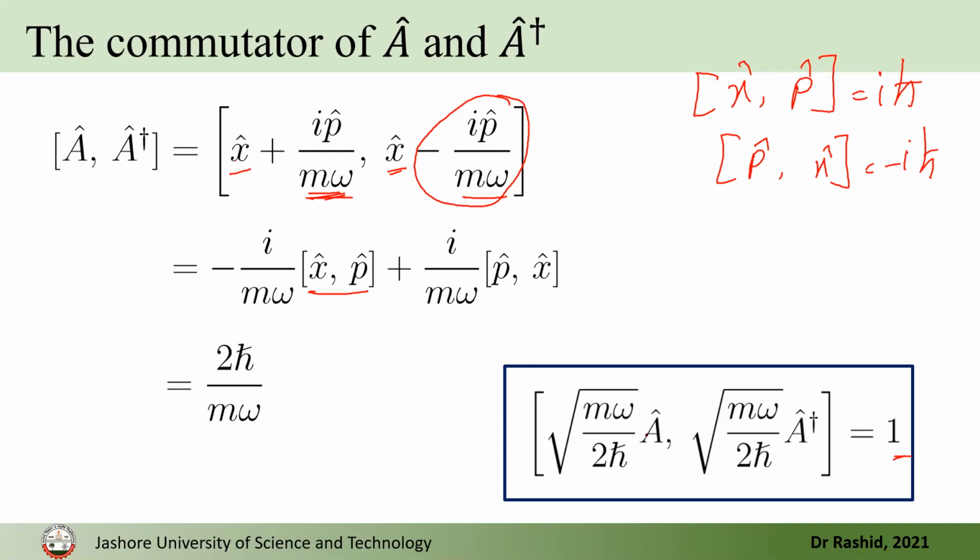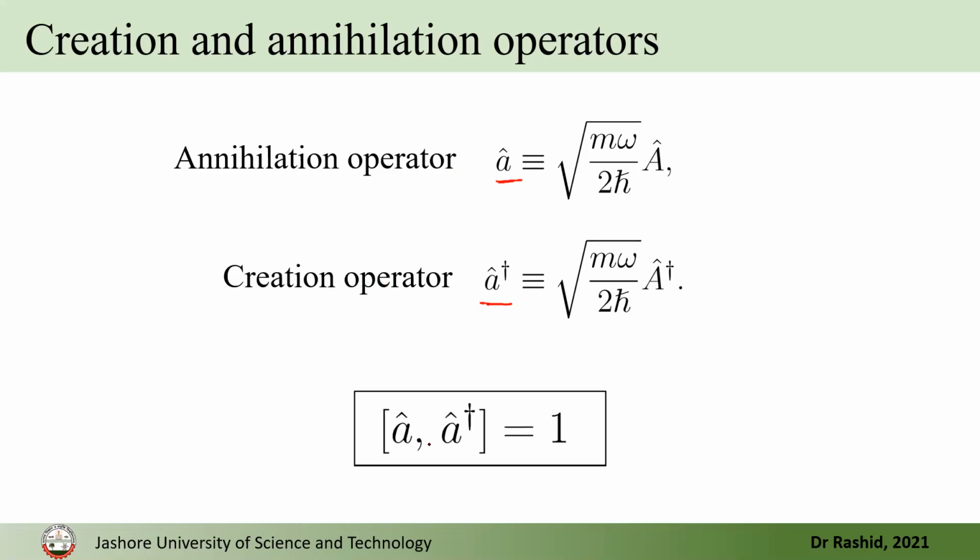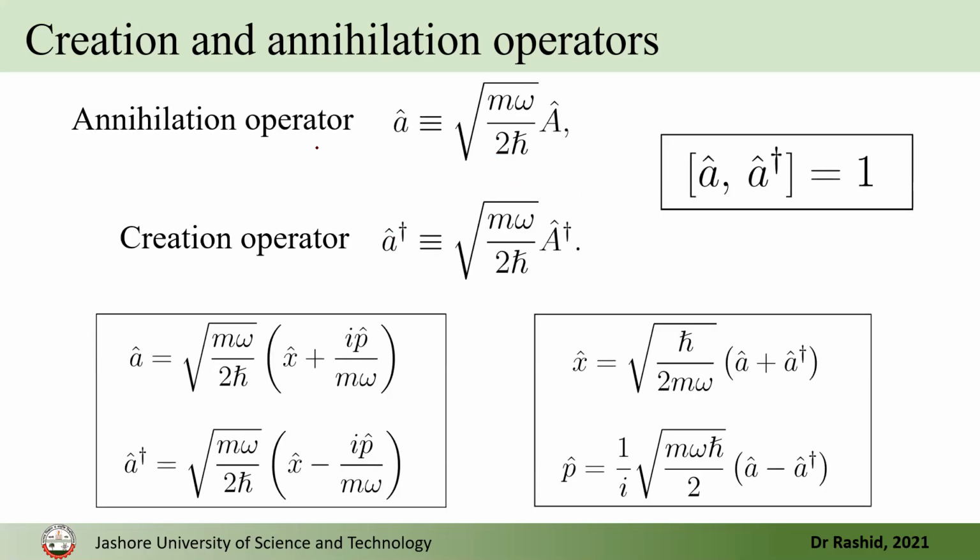Now let's redefine this one to be A, which is called the annihilation operator. We will get to know soon why it is called the annihilation operator, and its Hermitian conjugate is A dagger, that is called the creation operator, and the commutator between these two operators is 1.